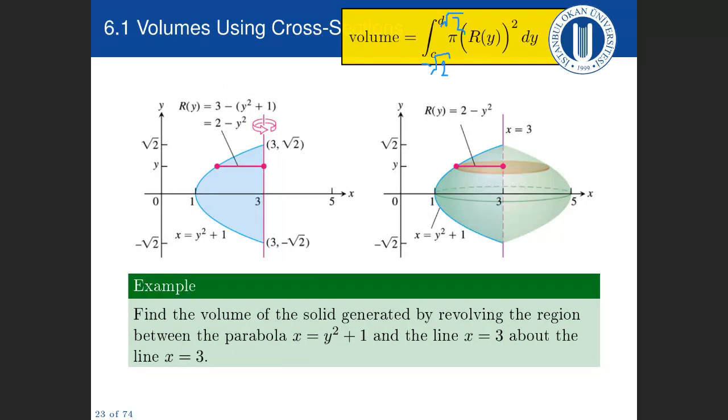The second thing we need is the radius. It's going to be right-hand end minus left-hand end. So what's the right-hand end? The right-hand end is 3. What is the left end? The left end is y squared plus 1. So the radius is going to be 3 minus (y squared plus 1). And that simplifies to 2 minus y squared. And that goes in here.